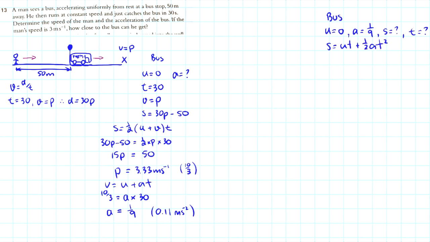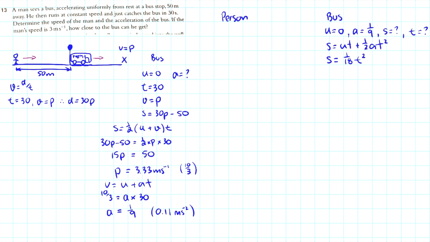And that's nice because u is 0, so the displacement or the distance the bus travels is just a half of at squared. So for the bus, the distance is equal to a half of 1/9, which is 1/18, of the time squared. What I've just done is I've made my origin at the bus stop. I've said that's the displacement of 0, and so the displacement of the bus is based on the bus stop. So we have to have the person do the same thing.